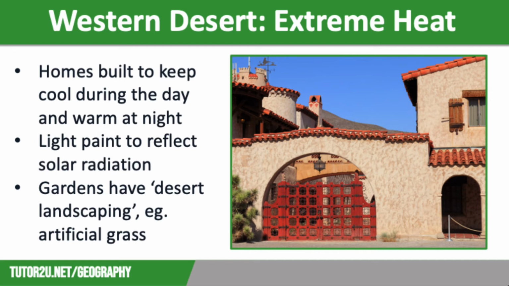Finally, let's think about living with extreme heat in the Western Desert. Indigenous Native American communities adapted to the extreme heat in the desert by building homes with thick clay walls which kept them cool during the day and warm at night. Later, settlers and migrants of the late 19th and early 20th centuries also made adaptations to their homes to help them survive the harsh climate.